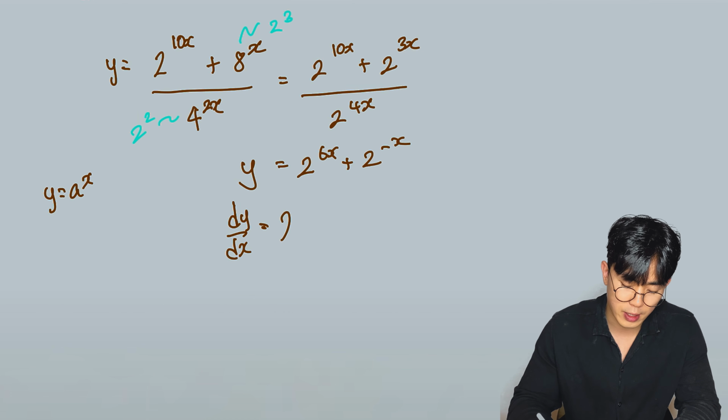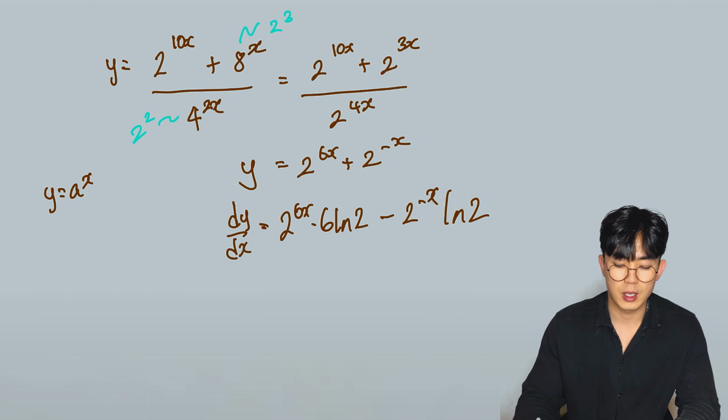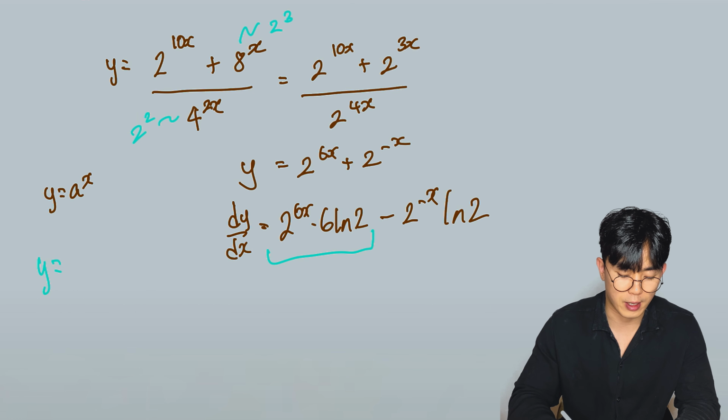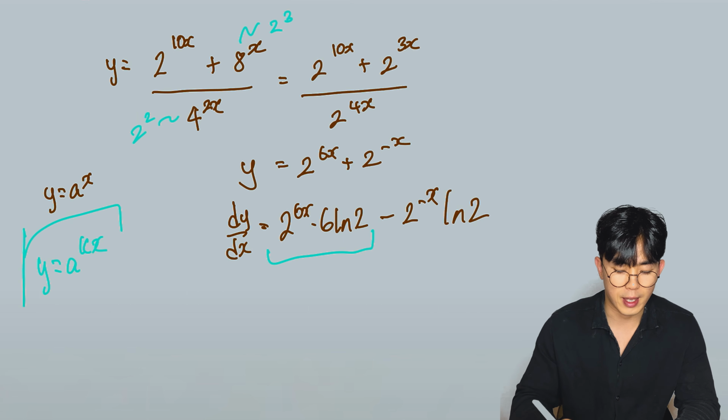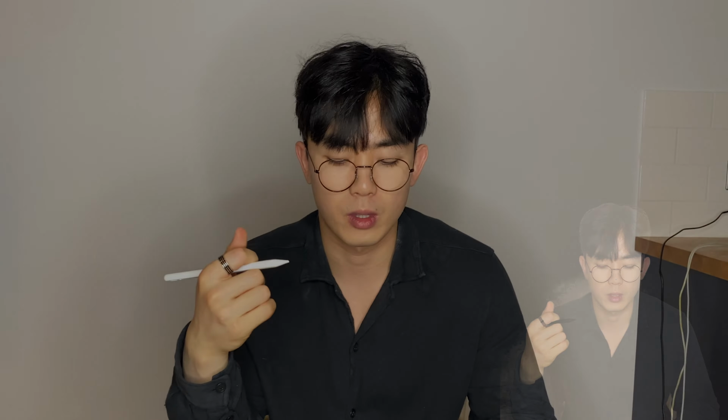So this becomes 2 to the 6x times 6 ln 2 minus 2 to the negative x ln 2, like this. This first part is a hint of, remember when I asked you to try and prove how to differentiate y is a to the kx? This is a hint of something similar to what you should be getting when you differentiate this term here. So that's all the exponentials and the natural log terms differentiation. We'll be looking next at how to differentiate using the chain rule, the product rule and the quotient rule.